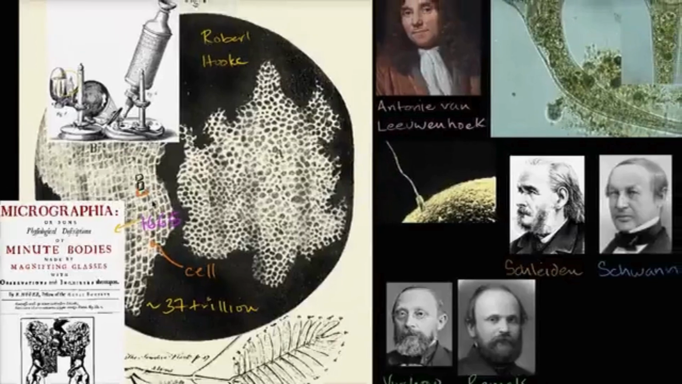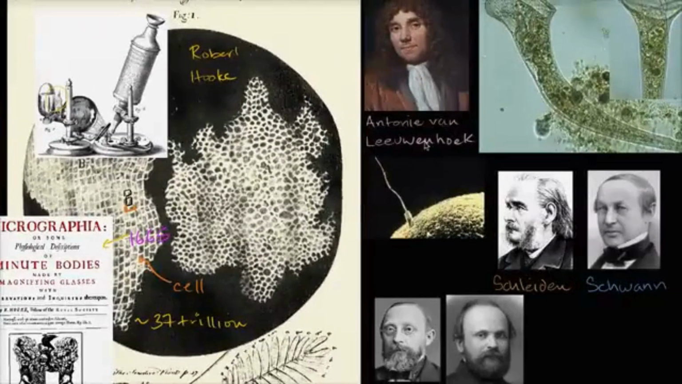You go a few years later, we get to Antony van Leeuwenhoek. I know I'm probably not pronouncing it right, but he was a Dutch lens crafter, and he was inspired by Hooke's work. And he says, well, hey, I can craft lenses. Maybe I can use that to make better microscopes and make better observations. And he was able to do that.